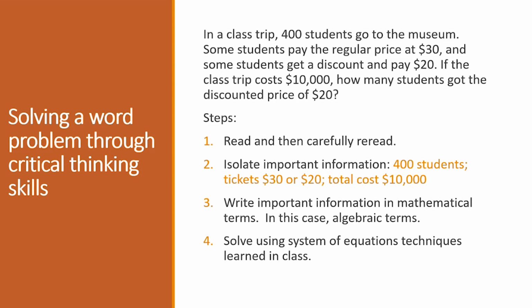We can say, what do we know based on that information? Well, we know there's 400 students total, so we can say r plus D equals 400. And we know that they paid 30 times r plus 20 times D equals 10,000. And then, sorry, it's kind of hard to see there, but then we can use techniques. Okay, knowing this much, what techniques can we use to solve it?